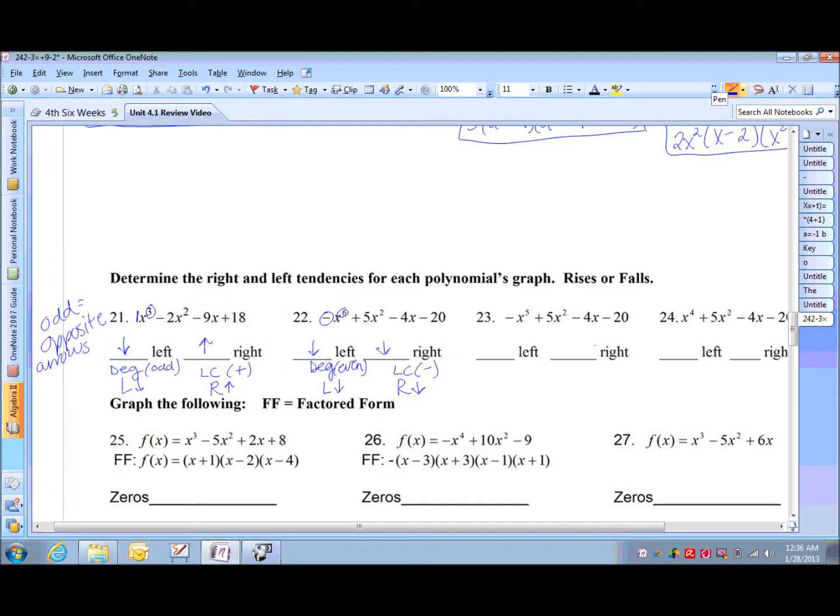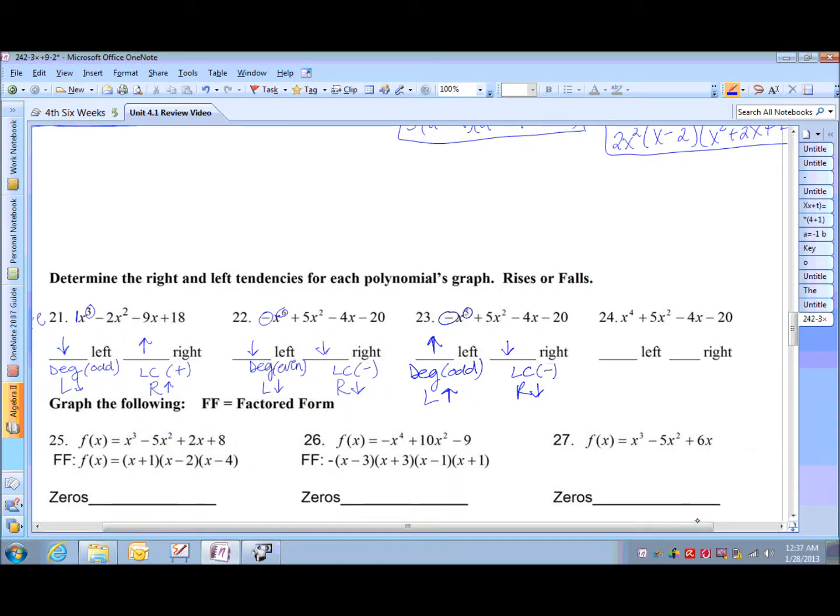Okay, now let's look at problem 23. The leading coefficient is negative, which means the right is going to have a tendency to fall. So the right is going to fall on this polynomial's graph. And then the degree is 5, so it's odd. And remember, odd for opposite, so the right is falling, so the left is going to rise. If the degree is odd, they have opposite arrows.